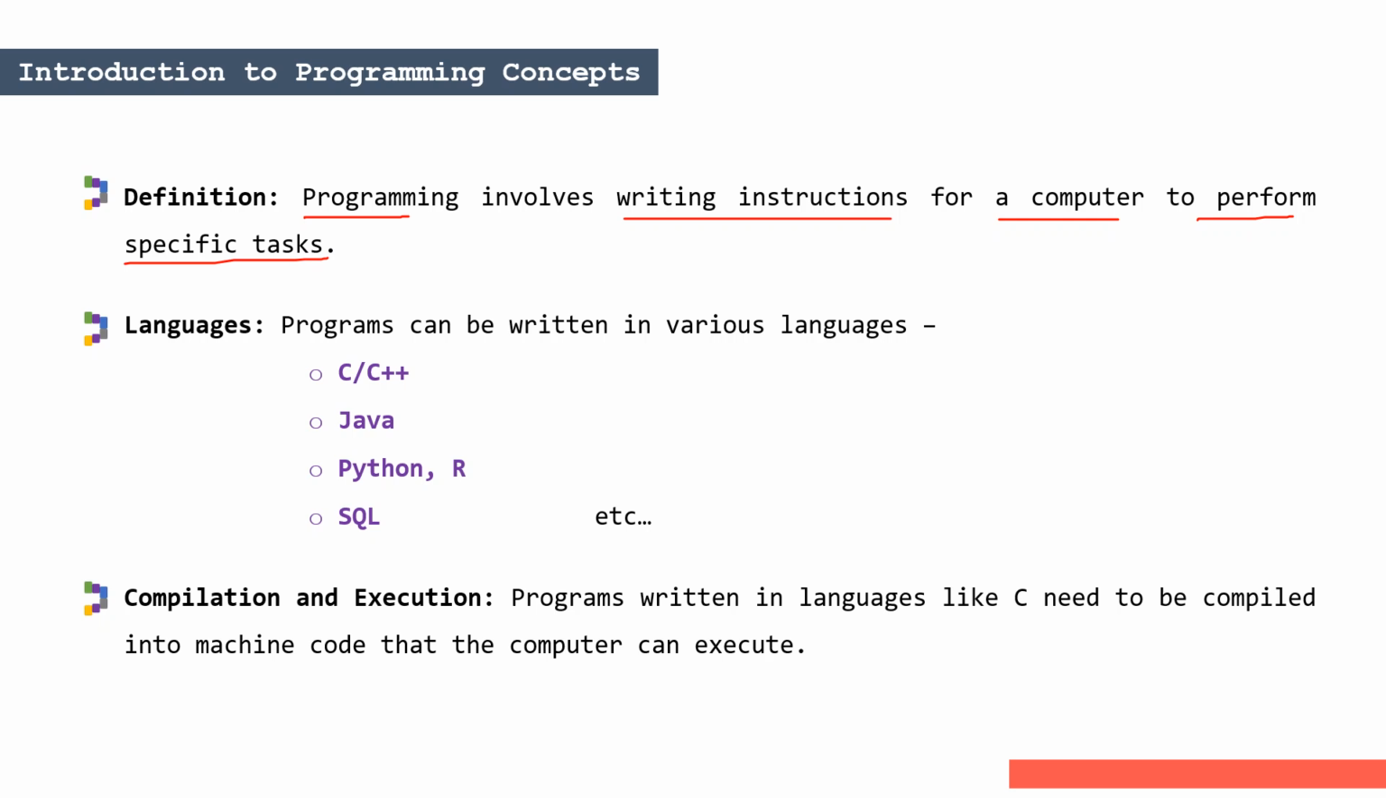Then compilation and execution. Programs written in languages like C need to be compiled into machine code that the computer can execute.